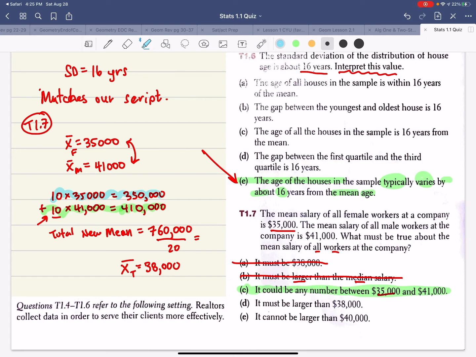There's a scenario where it could be larger than 380 if I had more men. It can't be larger than 40. It absolutely could. We could have only one woman and a whole lot of men, and that would make it larger than 40 grand.